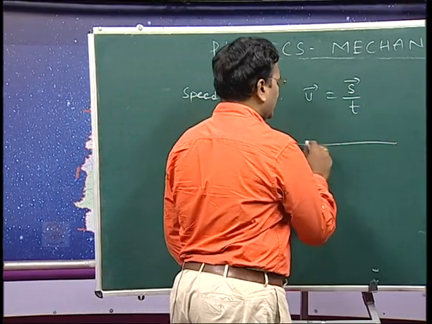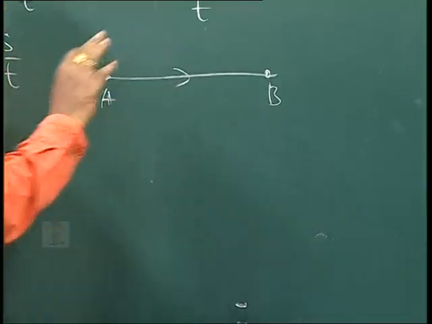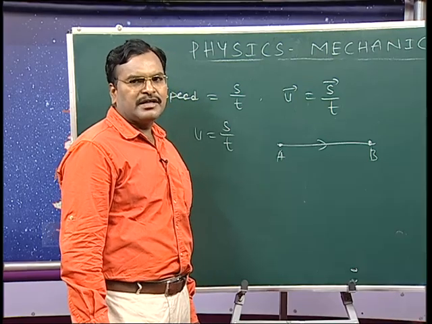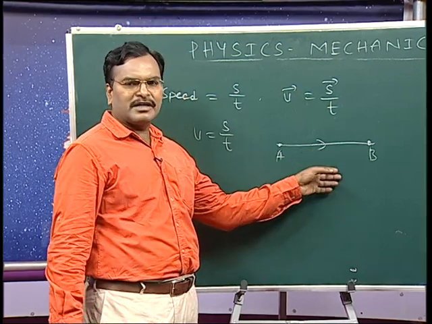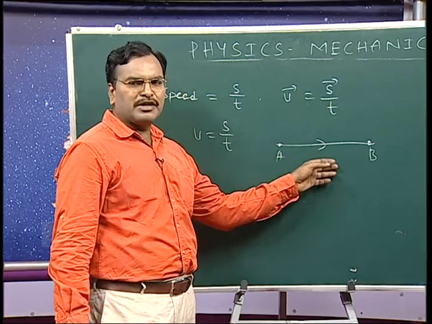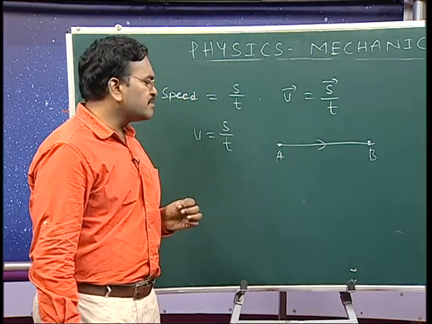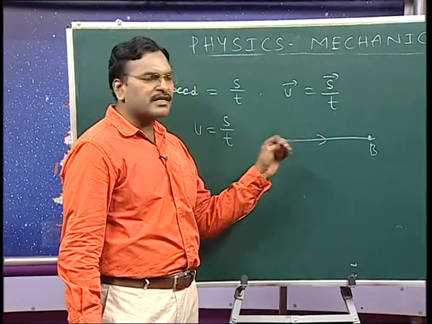Suppose the body moves from A to B. Distance how much? AB. Displacement how much? AB only. So, what do we say displacement is? Distance travelled by a body in a particular direction. If a body moves from A to B, distance and displacement are equal. Like that, distance and displacement are equal, and speed and velocity are also equal.